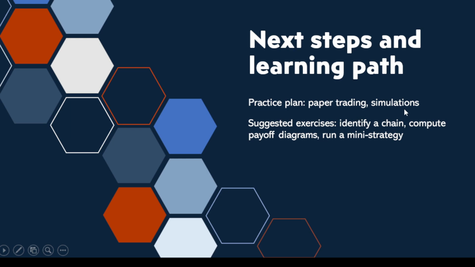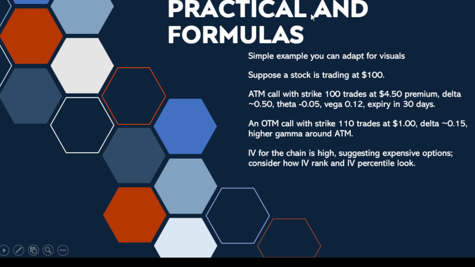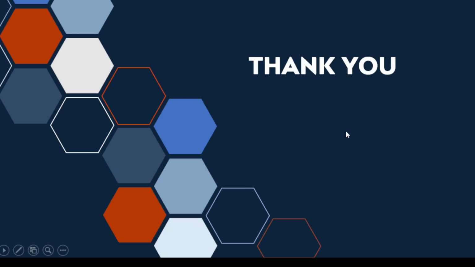By paper trading and simulations, and suggested exercises like identifying the chain, computing the payoff diagrams, and running a mini strategy. Okay, this is the practical part and formulas where we calculate how many days of the expiry are remaining, and what the theta and Vega are currently. So how we predict the data, so we can find our right positions and take an entry on it. So these are the factors involved.